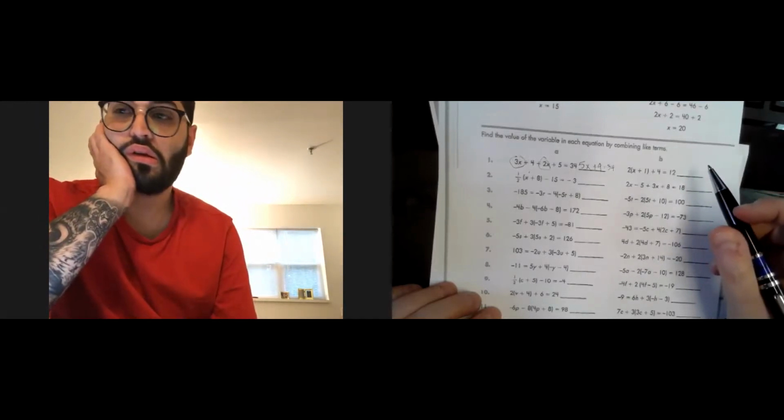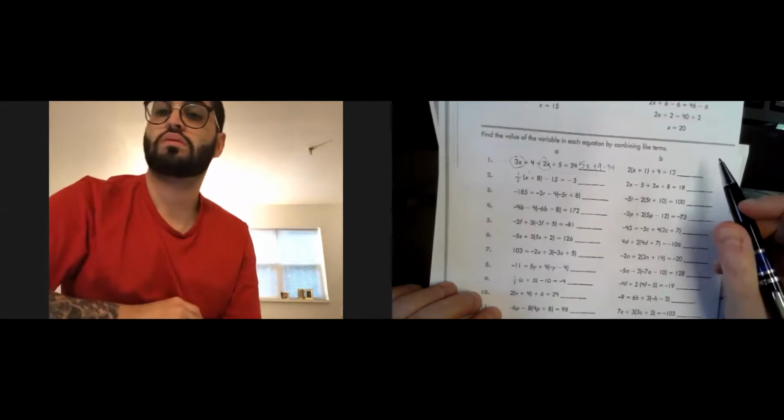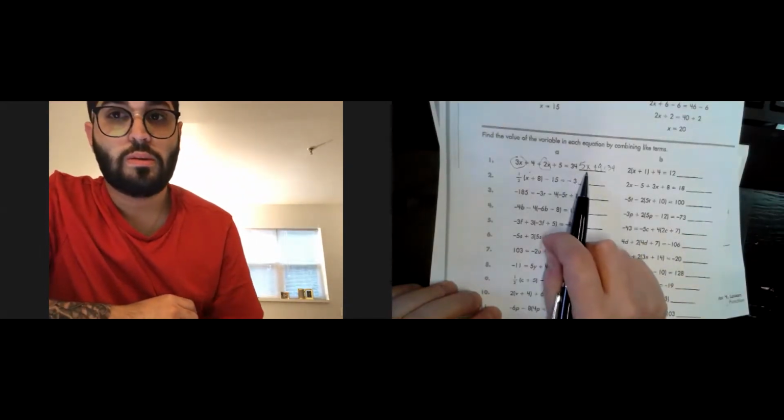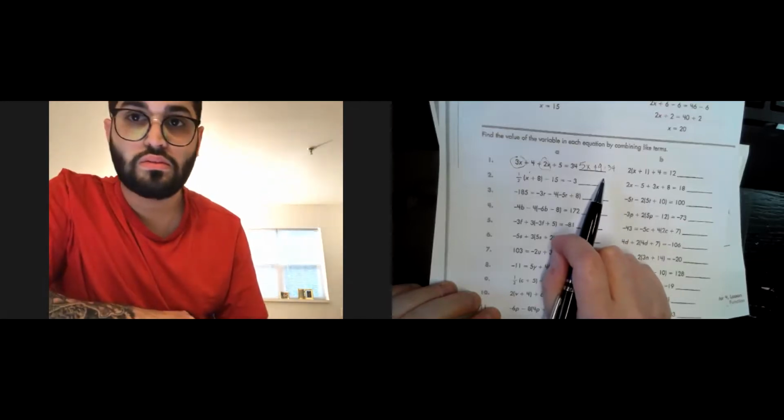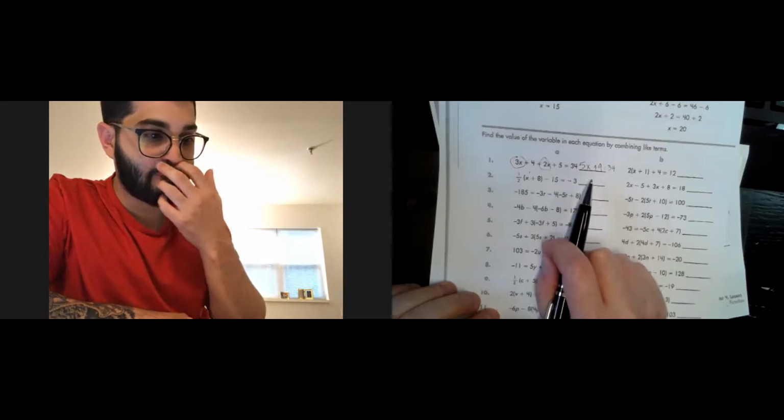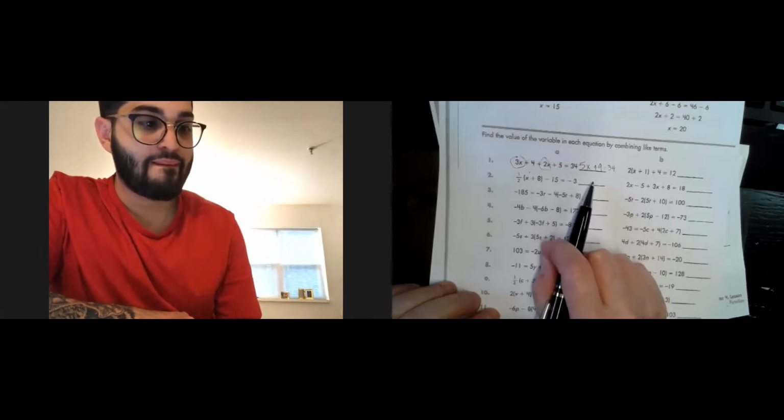Let's see, do they want you to figure them out? Oh yeah, you can. See, now you can figure it out. 5x plus 9 equals 34. In this case, you'd subtract the 9 from both sides. So it'd be 5x equals 25, or x equals 5.